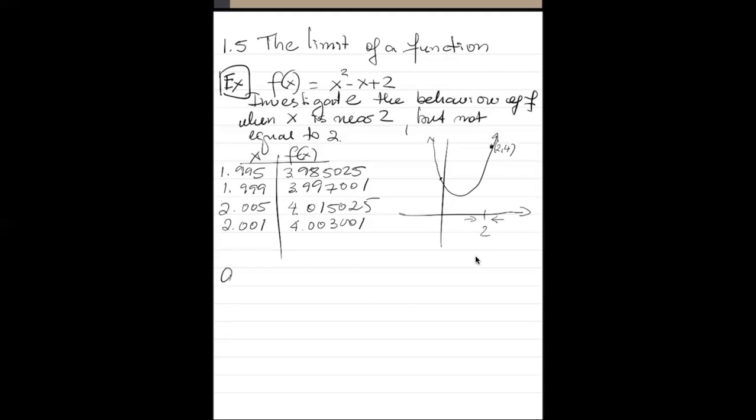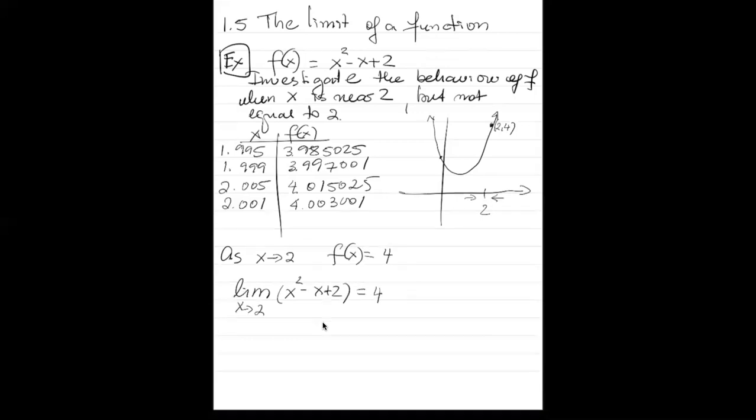So as we can see from that table, using intuition, as x approaches 2, f of x is approaching 4. We can write this down using the new notation: the limit of our function x squared minus x plus 2, when x is approaching 2, and that means x is approaching 2 from the right and from the left, and this limit is 4.